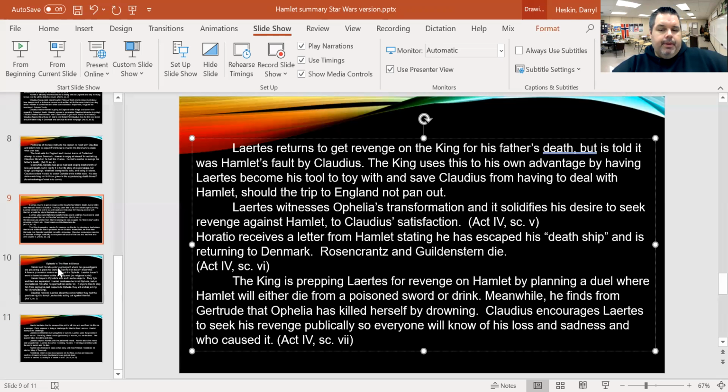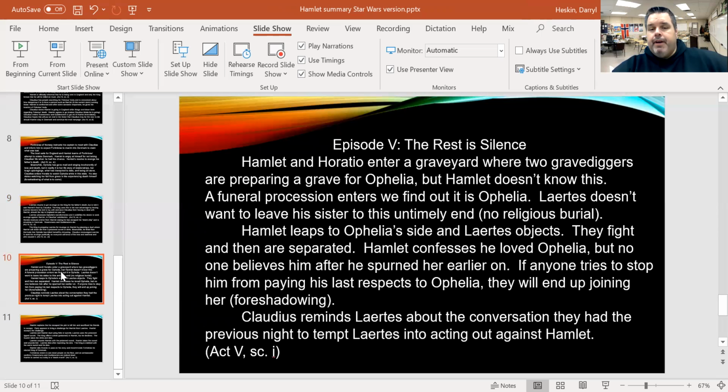All right, so then we move into Act 5. The rest is silence. And so I mentioned in class that I'm not sure why this wasn't split into at least 3 scenes for Act 5. Act 5 scene 1 works, but Act 5 scene 2 is split into 2 parts. Not sure why Shakespeare did it that way, but anyways, he did. But scene 2 should be split into 2 parts there. That's just my personal opinion.